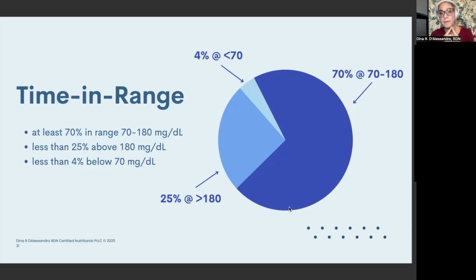Now, I want to point this out. If you are doing finger sticks, a lot of people don't realize that when they are told to check their blood sugar after they eat, 1 or 2 hours after they eat, it's not after the end of the meal. It's after the beginning of the meal.